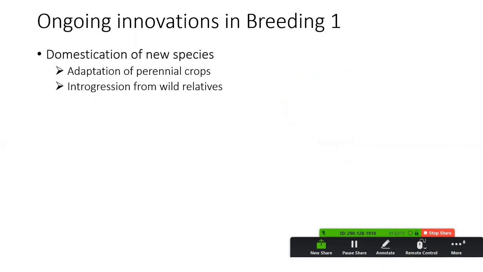Something that we would like to make clear is that there are ongoing innovations in that first phase. So there are still new species being domesticated, in the sense that there are, for example, adaptations of perennial crops, but also introgression from wild relatives, for example, in tomato for disease resistance, which is well known. Also in maize, in the Brocha Lab, we work on introgressing traits from Tripsacum, a wild relative, and also a perennial into maize.